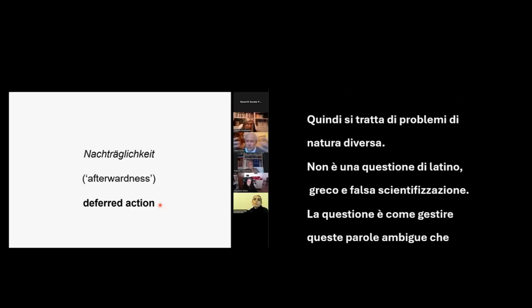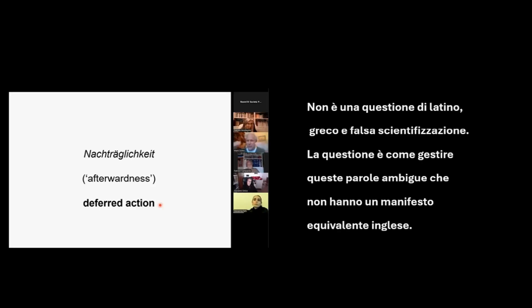So these are different sorts of problems. It's not a matter of Latin and Greek and false scientization. It's a matter of how you deal with these ambiguous words which don't have one obvious English equivalent.